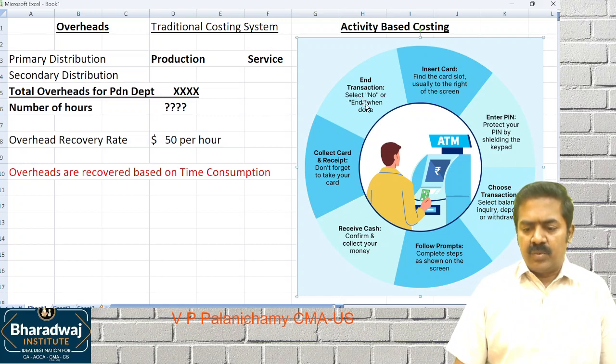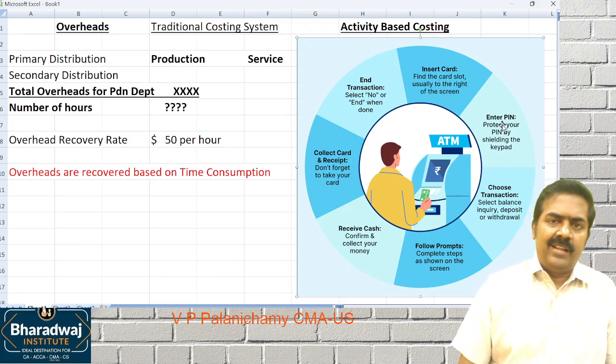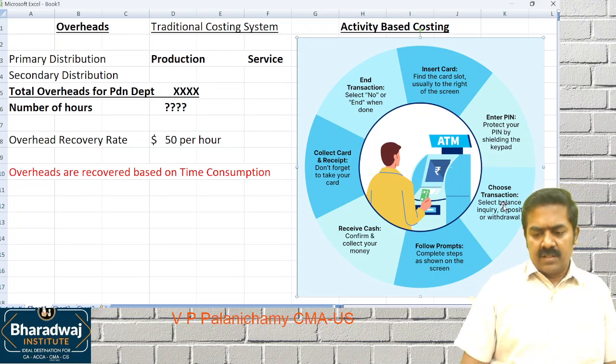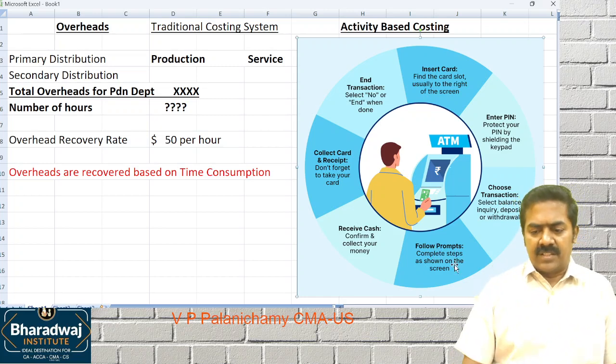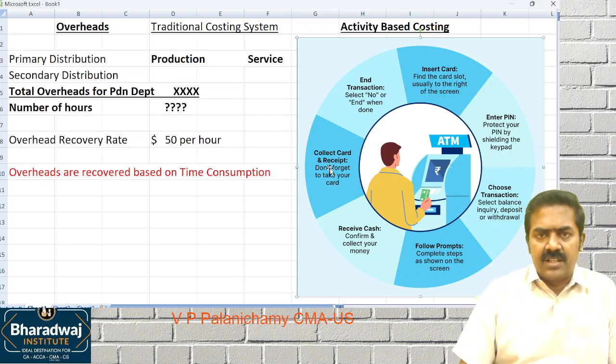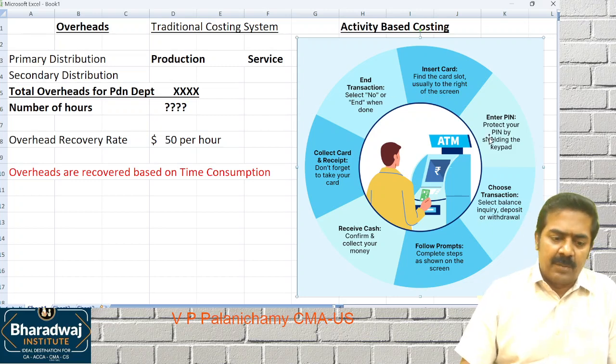All these things will take, let's assume inserting the card is about 30 seconds. Entering the PIN, another 30 seconds. Choose the transaction, another 30 seconds. Complete the steps, formalities, another 30 seconds. Then receive the cash, collect the cash, 1 minute. Collect the receipt, it will take another 30 seconds. Put in for the transaction, then collect the card. So all these things, if you look at, approximately take around 5 minutes of time.